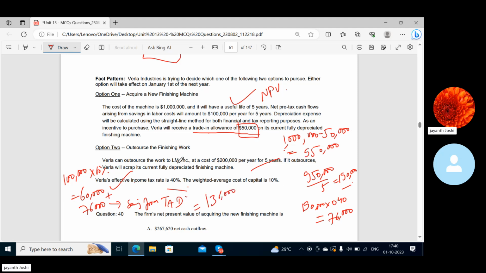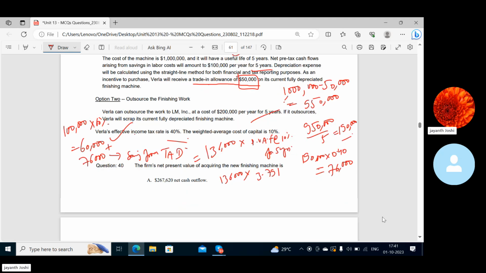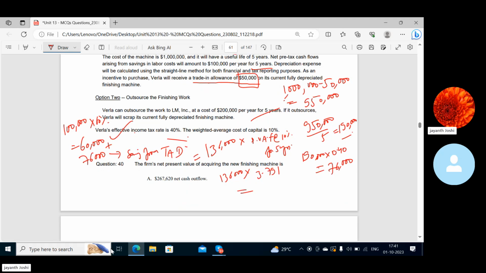That is for how many years? 5 years, correct? So now we will take the present value annuity factor at the rate of 10% for 5 years. So 136,000 into what is that? 3.791. How much will that be? 3.791, correct? Just multiply these two and tell me. 5,15,440.